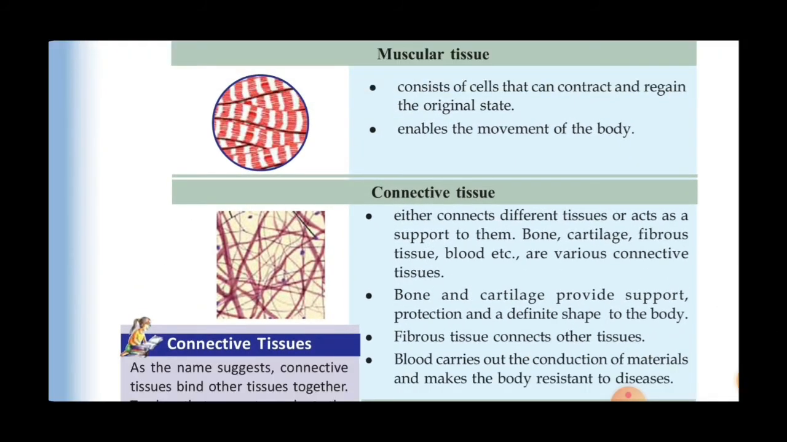Next, fibrous tissue connect other tissues. A simple point. Function of fibrous tissue: connect other tissues. Then blood carries out the conduction of materials and makes the body resistant to disease. Blood's main duty is conduction of materials and resisting the body from disease. That is not so important, but conduction of materials you have to study. Okay.